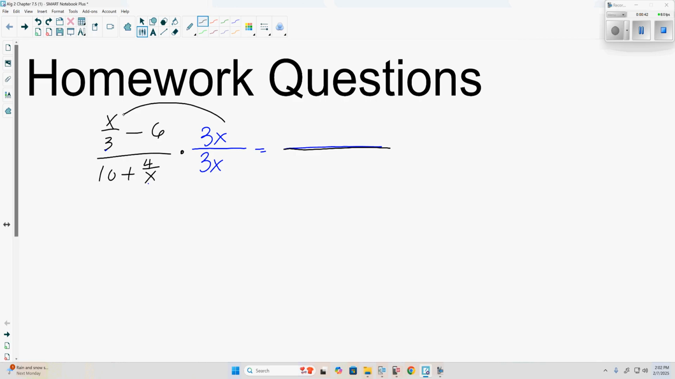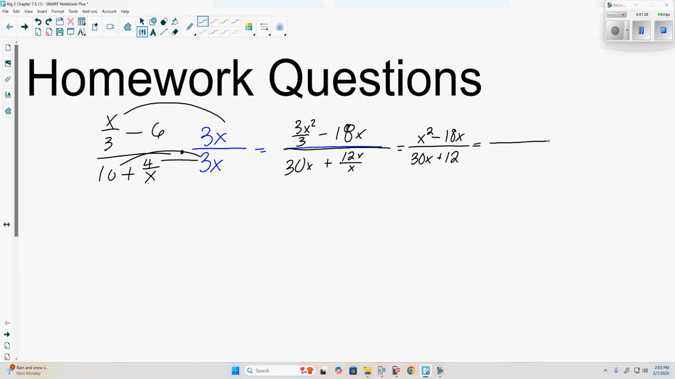So 3x times our x over 3 is going to be 3x squared over 3 minus 18x. We'll do the same thing on bottom. 3x times 10 is going to be 30x. 3x times 4 over x is going to be plus 12x over x. Now we simplify this down because our 3x squared over 3 is going to be x squared minus 18x. On bottom, we still have the 30x, but 12x over x is going to be 12.